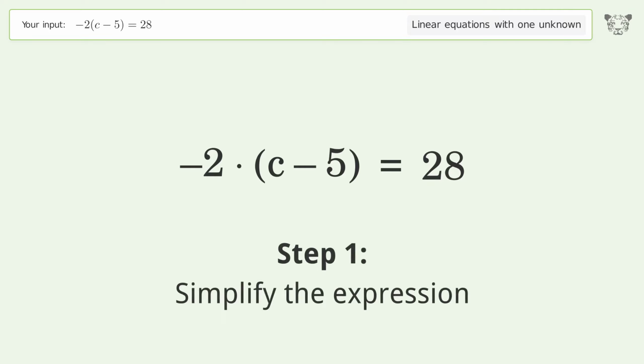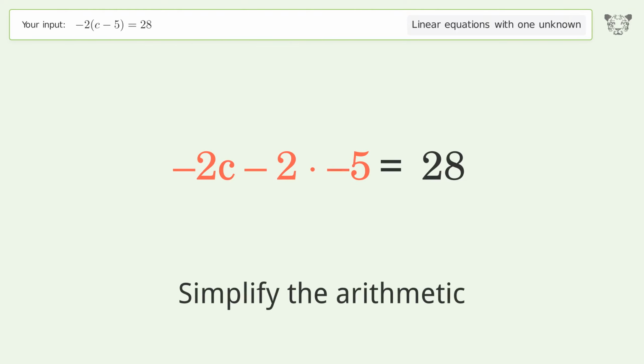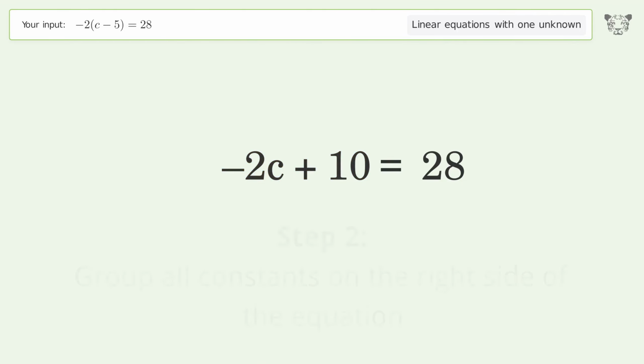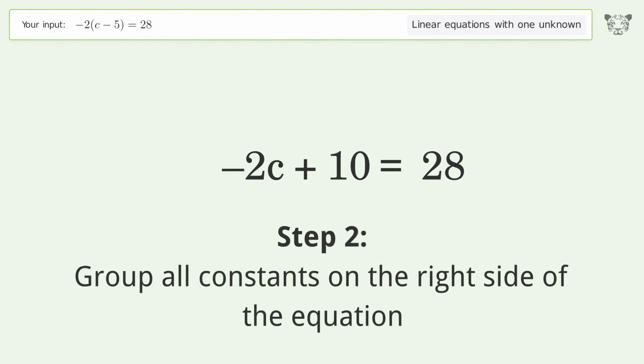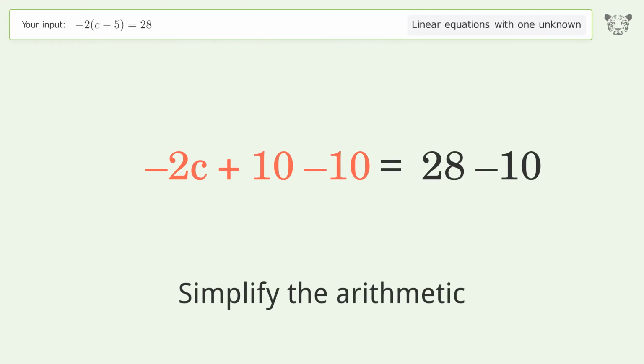Simplify the expression. Expand the parentheses. Simplify the arithmetic. Group all constants on the right side of the equation. Subtract 10 from both sides. Simplify the arithmetic.